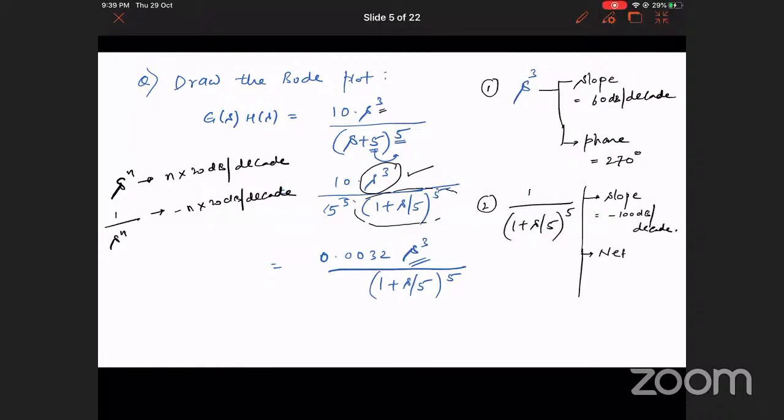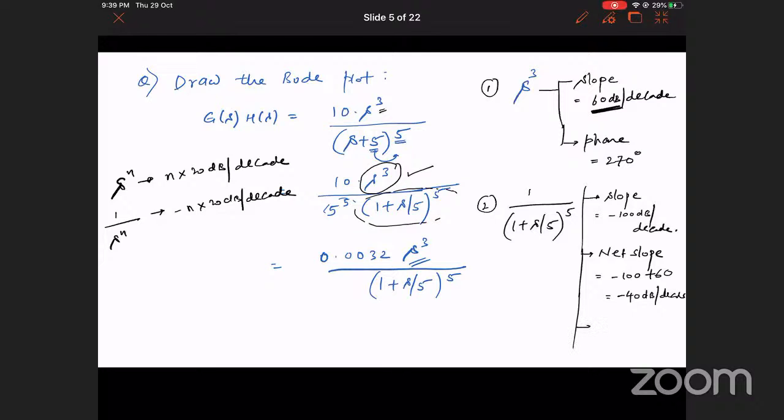Let me write the net slope. So what is net slope, guys? Net slope is simple: present slope plus previous slope. I repeat, present slope plus previous slope. So what is the present slope, guys? It is minus 100. And what is the previous slope, guys? It is positive 60. So in a way, it comes as minus 40 decibel per decade. I hope you understood that.